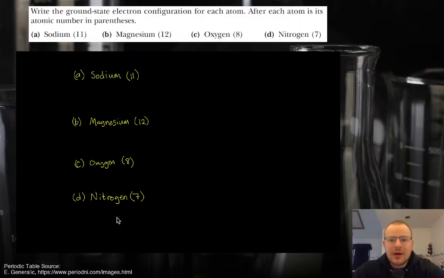Right, well, here we are. We're going to talk a little bit about the electronic structure of atoms by solving the problem, write the ground state electron configuration for each atom. After each atom is its atomic number in parentheses. Here we can see sodium 11, magnesium 12, oxygen 8, and nitrogen 7.